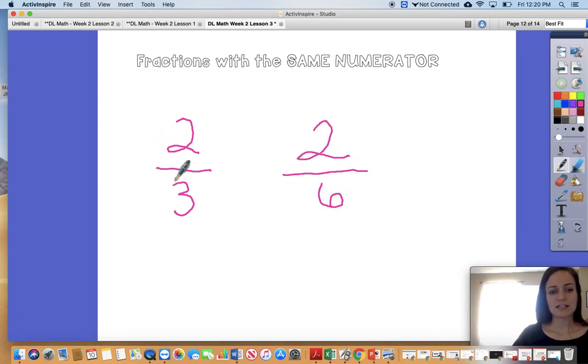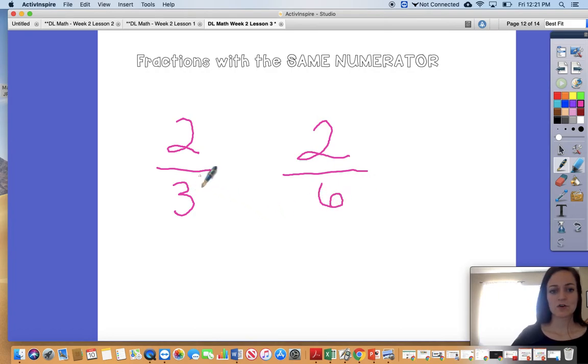Okay, these have the same numerator, right? Let's say this 2/3 is Miss Cook's, how much she gets of a candy bar, and 2/6 is how much Adam gets of a candy bar. Okay, we both are getting 2 pieces, but we need to decide who's getting bigger pieces.